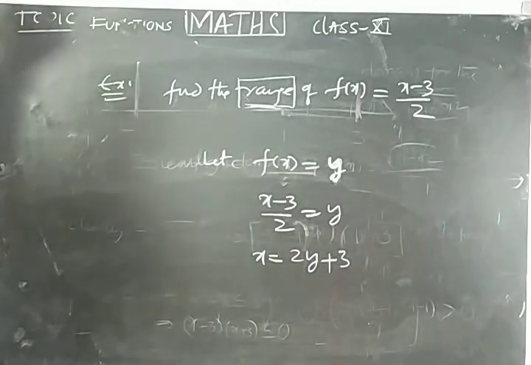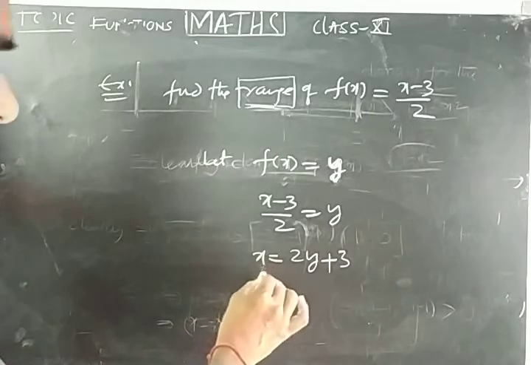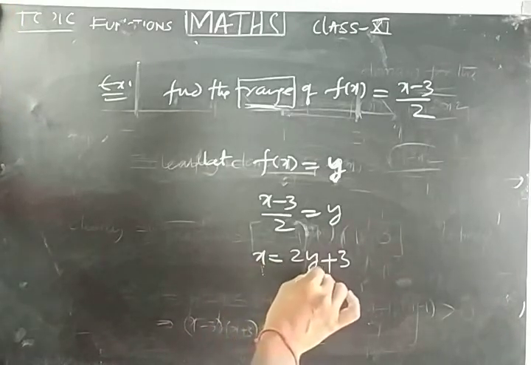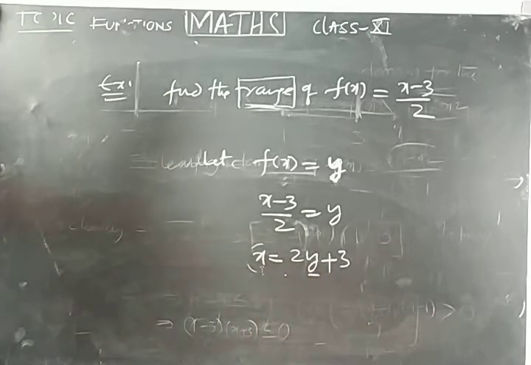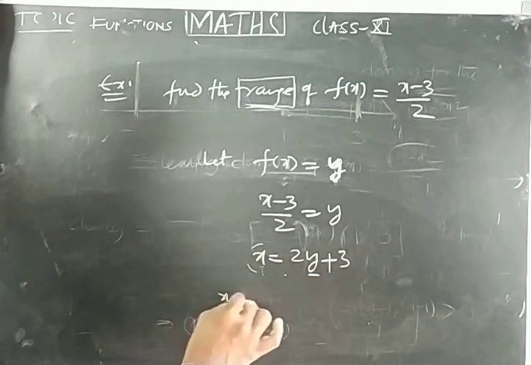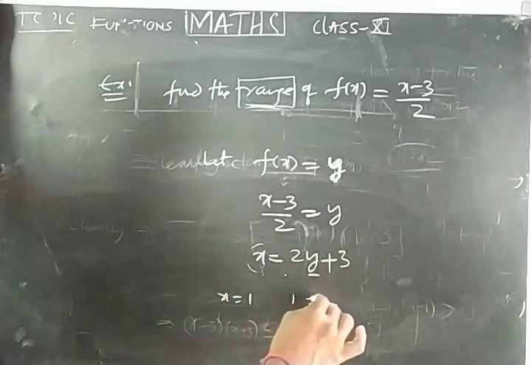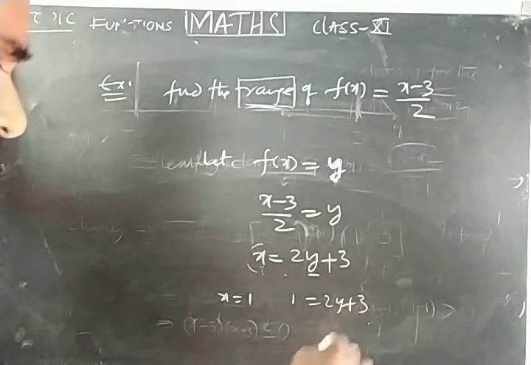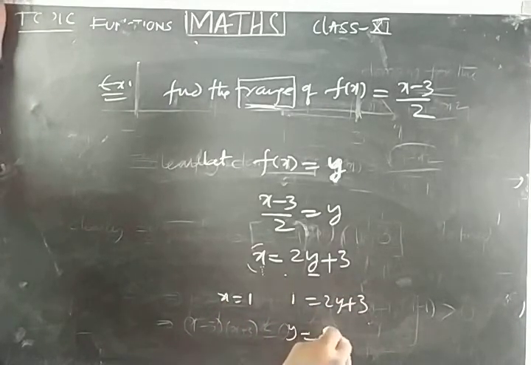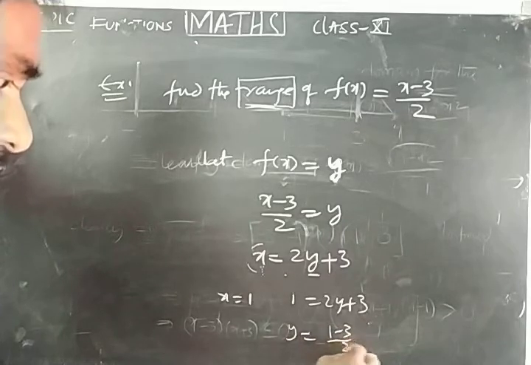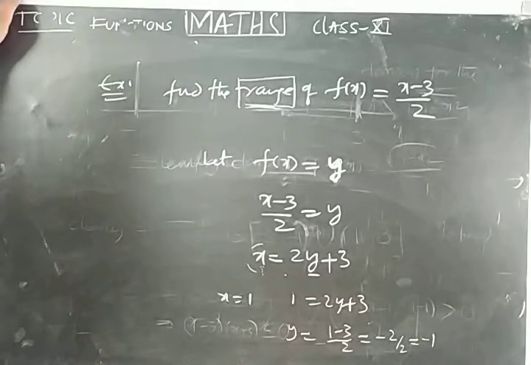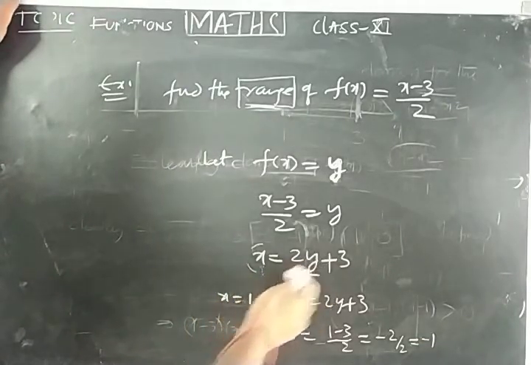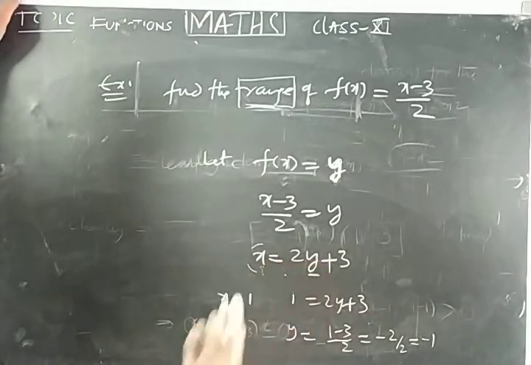Okay. Now see, for every real number, if you take any real number, what image will you get? Suppose I am taking x equal to 1. What will you get? 1 equal to 2y plus 3. So y equal to 1 minus 3 by 2, that is minus 2 by 2, that is minus 1. So by taking any real number, you will get the image. For every real number, you will get the image.